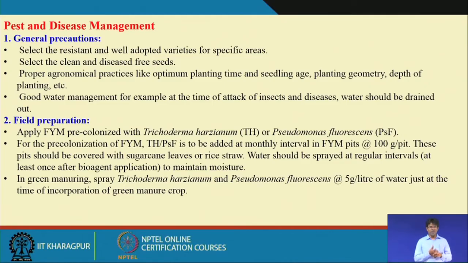In green manuring, when you incorporate green manures in the field at the time of land preparation, before the transplanting of the rice crop, Trichoderma harzianum or Pseudomonas fluorescens can also be applied in the field at the rate of 5 gram per liter. That can be incorporated in the field, and it can protect the crop from many insect pests and diseases.